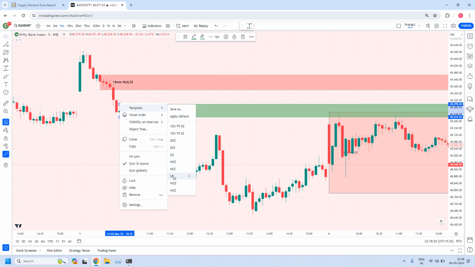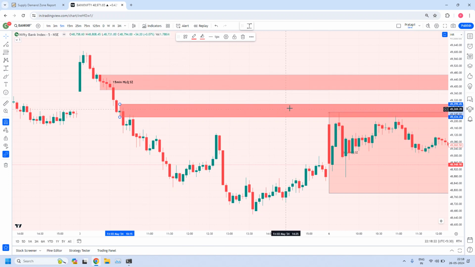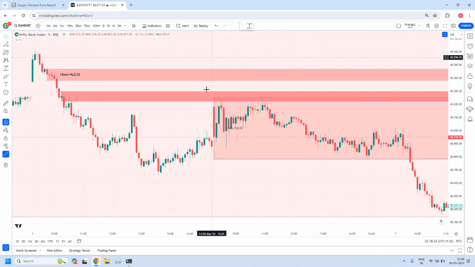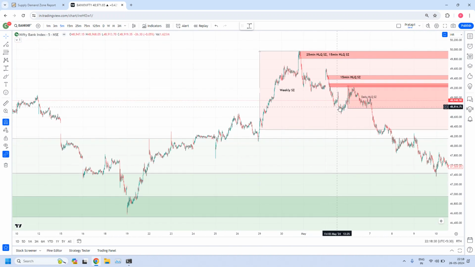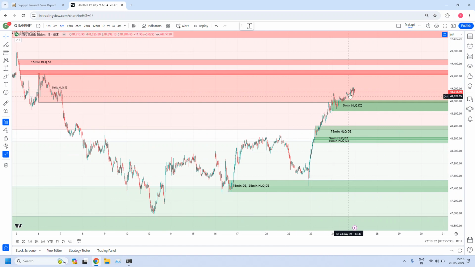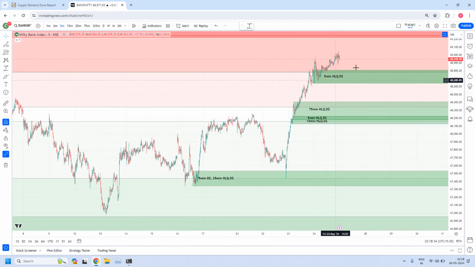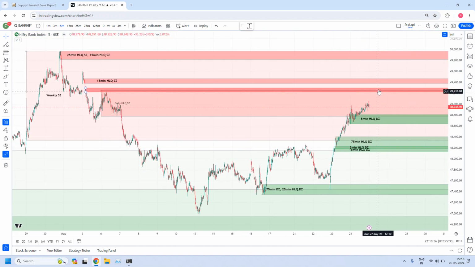Look into this supply zone, this 5 minutes high liquidity supply zone. This is responsible for the creation of this entire daily high liquidity supply zone. That means in this area there will be a strong order flow. Maybe tomorrow, if Nifty is going up, somewhere here we will get a very good short trade opportunity.